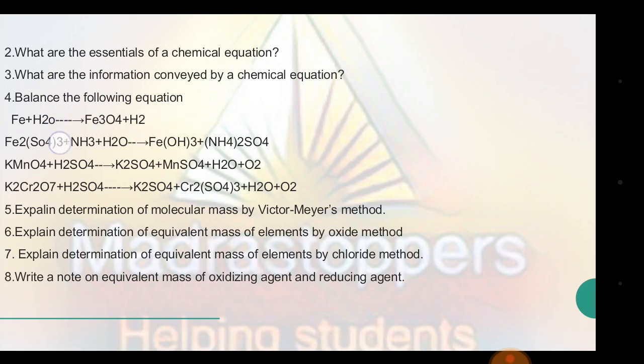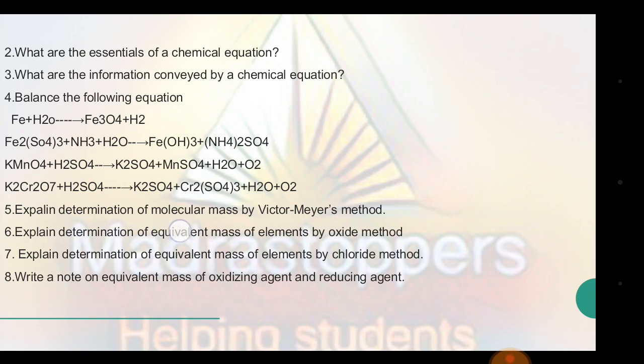Balance the following equation. Following equation balance pannano. Fe plus H2O gives Fe3O4 plus H2. Fe2(SO4)3 plus NH3 plus H2O gives Fe(OH)3 plus (NH4)2SO4. KMnO4 plus H2SO4 gives K2SO4 plus MnSO4 plus H2O plus O2. So in the equations ellathi balance pannano. Final our equation K2Cr2O7 plus H2SO4 gives K2SO4 plus Cr2(SO4)3 plus H2O plus O2.